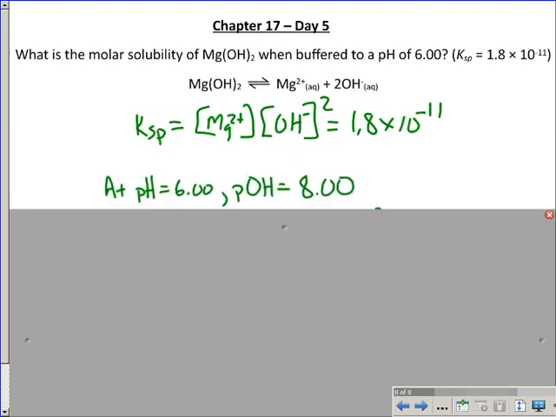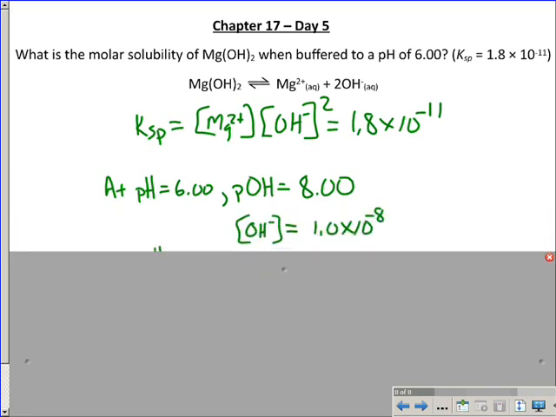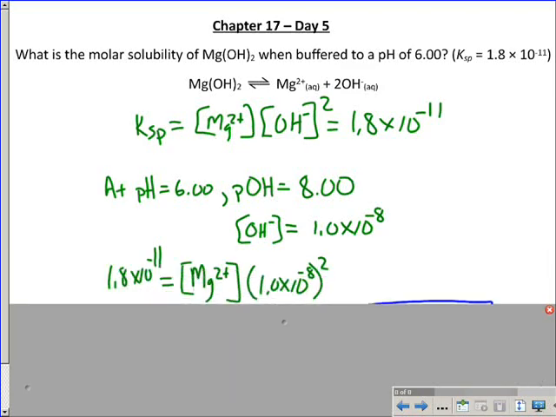So what we have to do is recognize the fact that they tell us the pH is 6.00. Well, that means the pOH is 8.00, and with some simple log math in your head, the antilog of negative 8 is going to give us an OH- concentration of 1.0 times 10 to the negative 8th. So that is our OH-. Well, we know by the Ksp expression, Mg2+ times OH- squared has to equal 1.8 times 10 to the negative 11th. Since I know what my OH- is, I can plug that into that equation and solve for the Mg2+ concentration.